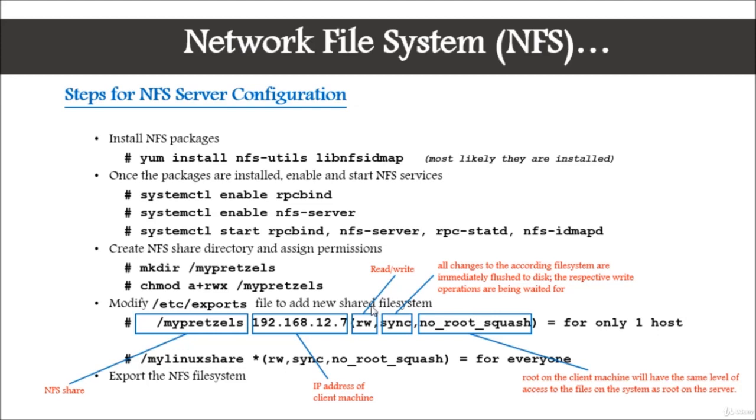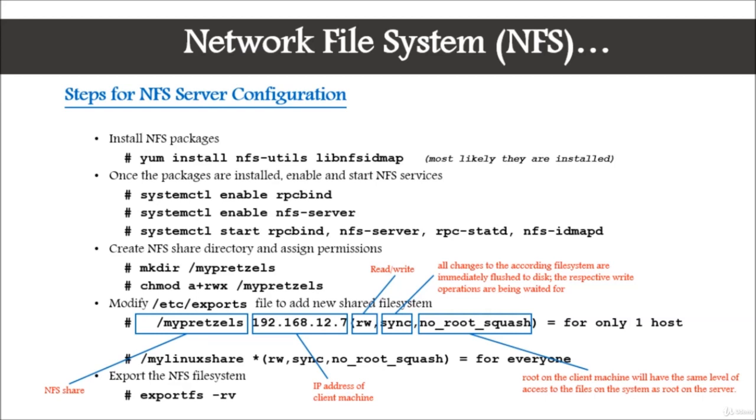Then once that is done and you have edited the /etc/exports file, you export the NFS file system by running the command exportfs -rv. So what are these different options? The r is to re-export everything that is inside of /etc/exports, and v is to show verbose mode. So hopefully you understand this is the NFS configuration on the server side, the server which is trying to share its file system.